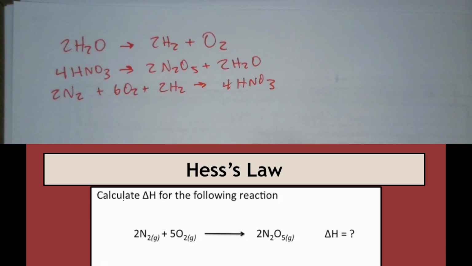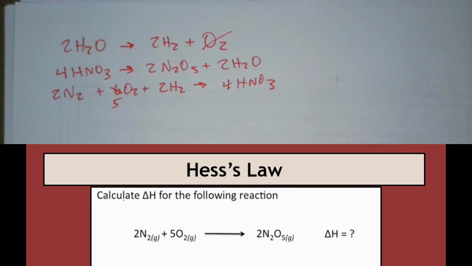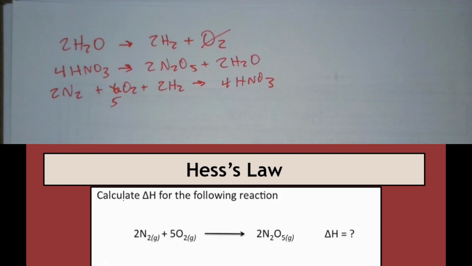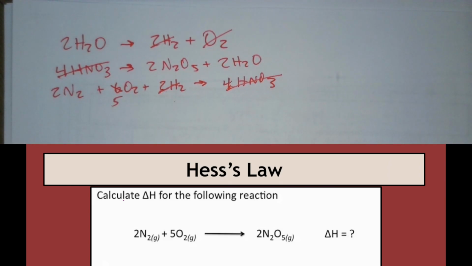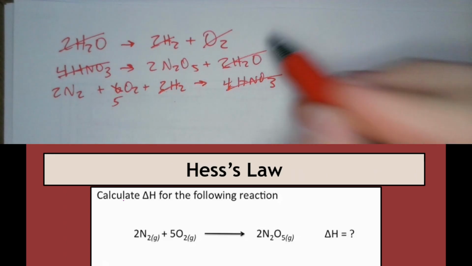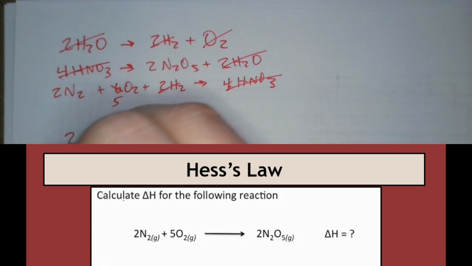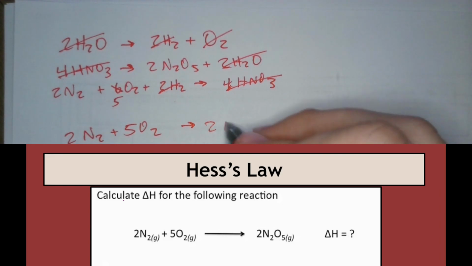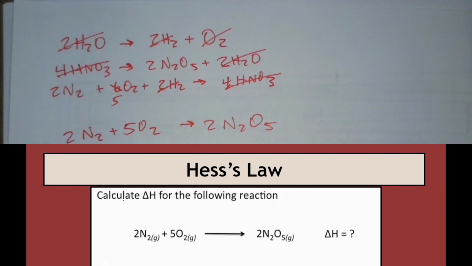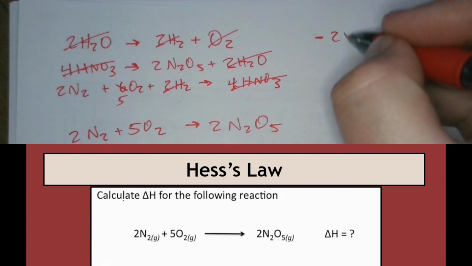To make sure everything cancels, this oxygen is going to reduce this down to 5. Okay. I have 2 hydrogens on the right, 2 hydrogens on the left. Those cancel. 4 HNO3s, 4 HNO3s. 2 H2Os, 2 H2Os. So cancel whatever's on the opposite sides, and I'm left with 2N2, 5O2 produces 2N2O5, which is the reaction I'm looking for. Now your enthalpies, I'll just kind of recopy them all here.